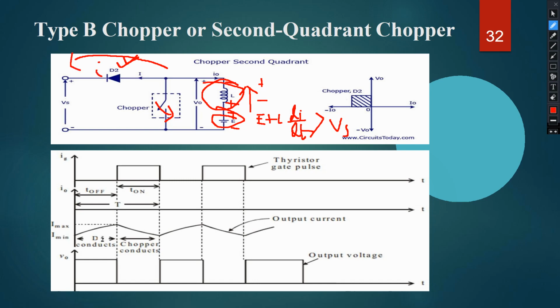So the direction of the current is now upwards. But what about the polarity? The polarity will remain as it is. That means V output is positive and I output becomes negative. So it is shifted to the second quadrant and it is a type B chopper.